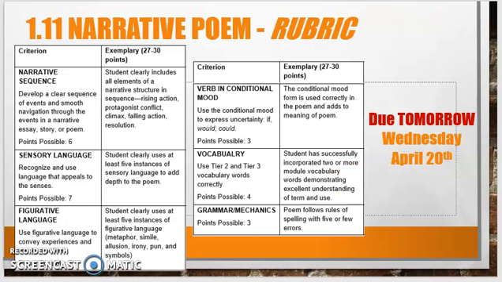Our narrative poem rubric here, you can see the breakdown of how it will be graded. So 6 points for having that narrative sequence, having that conflict, rising action, climax, falling action, resolution, sensory language, figurative language, that verb and conditional mood, and grammar mechanics. So make sure that you're spelling, looking through, rereading it once you're done writing it, making sure it's the best that it can be.